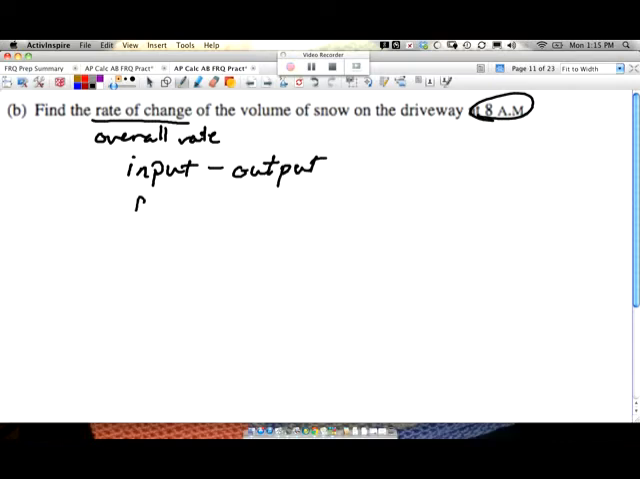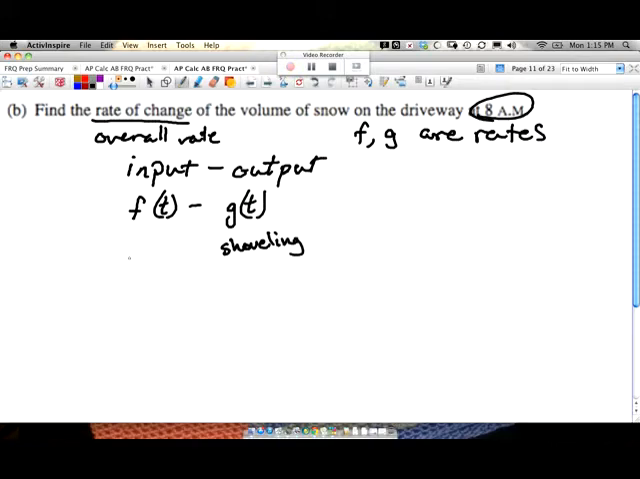And in reality, that is f of t minus g of t, because those are rates. Both f and g are rates. Remember, g of t is the shoveling, while f of t was the snowfall. Okay, so that's what our rate is. It's the input minus the output.